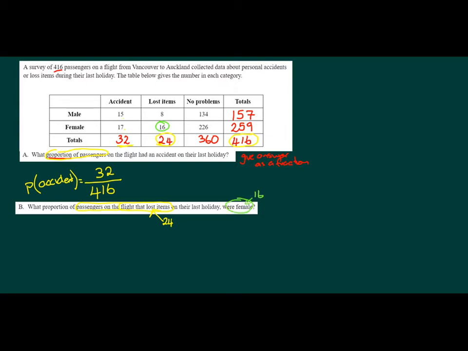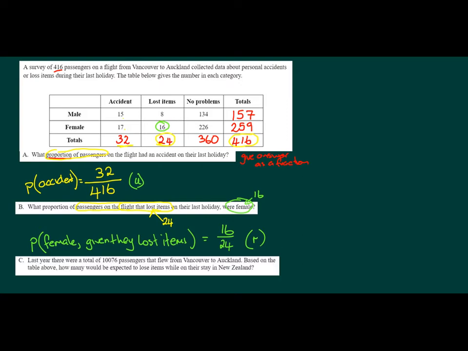Okay. So therefore, the probability of being female given they lost items is equal to 16 over 24. That there would be a merit question, by the way. This first one here is an achieved question, so you get a U if you got that right. And this question here is a merit question, so you'd get an R because there's a condition. Hopefully that answers that question. We'll go on to the third question.